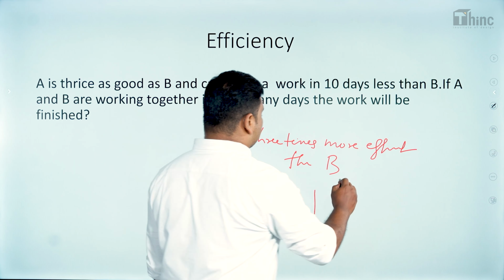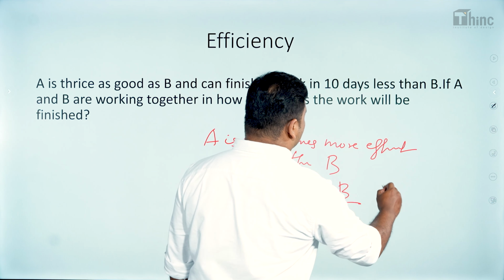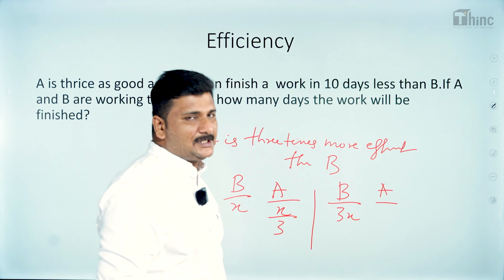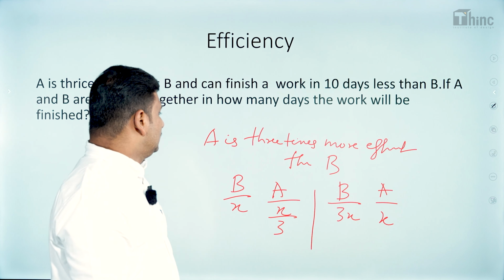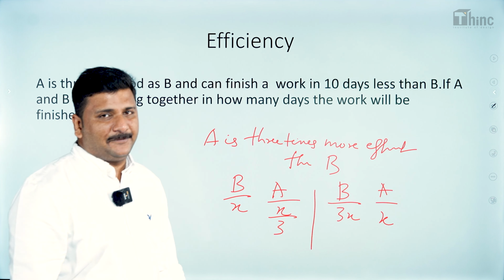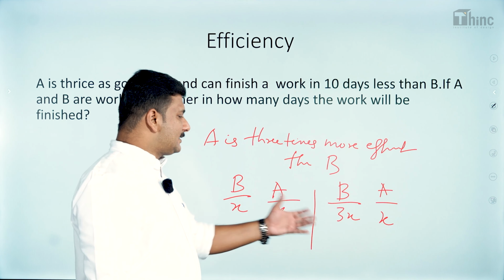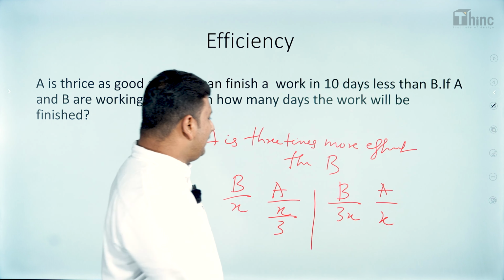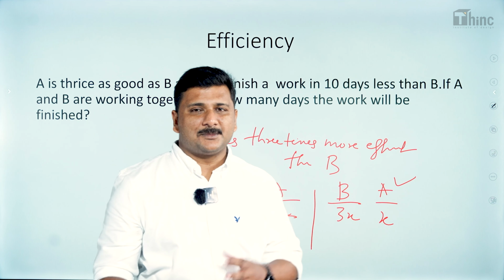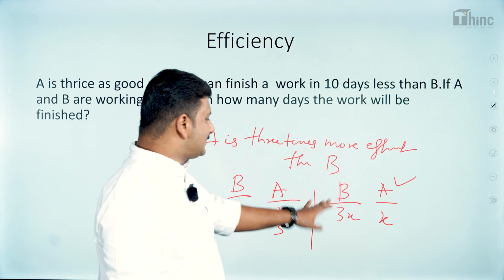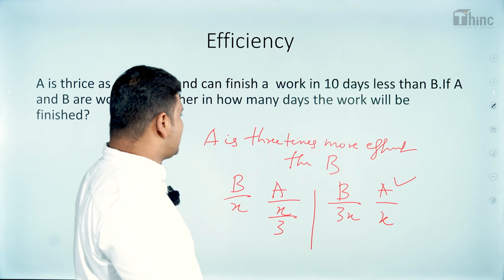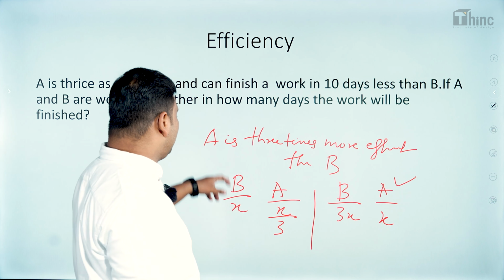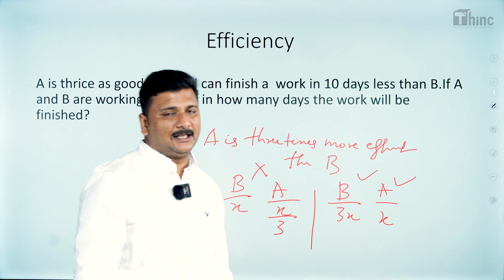Or if B takes 3X days, A takes only 1/3 of the time which B takes to finish the work. So A takes only X days. So if A is 3 times more efficient than B, and B takes 3X days, A takes only X days. Immediately you have to convert this in terms of days. Instead of using X by 3, if you do it like this, it will be easy for us to calculate.